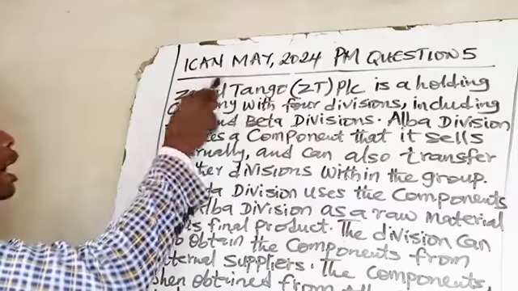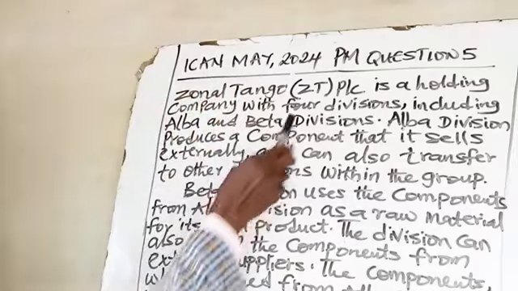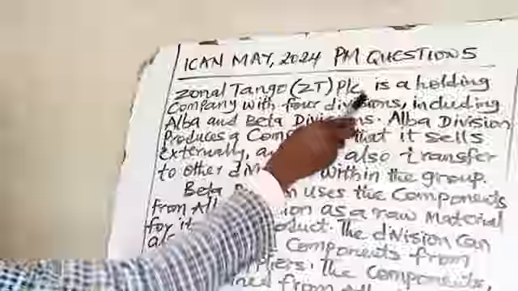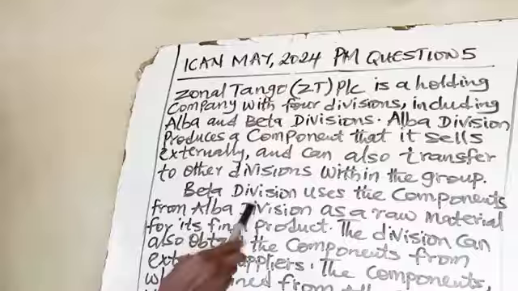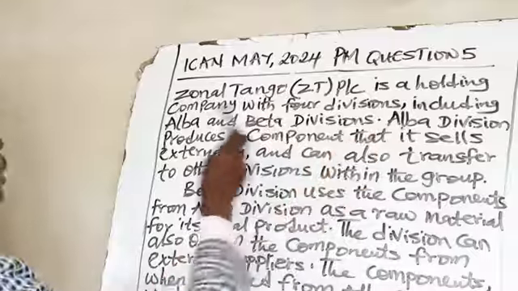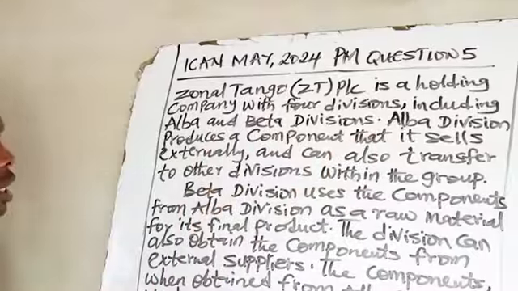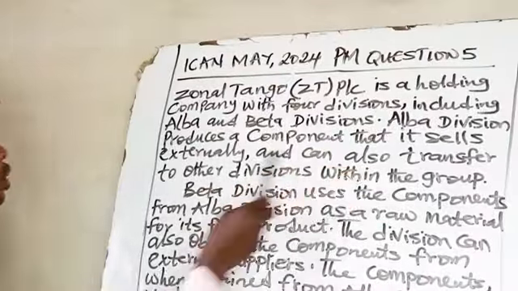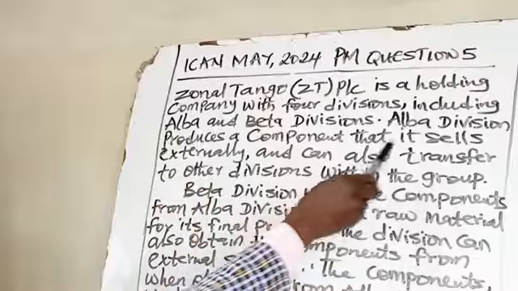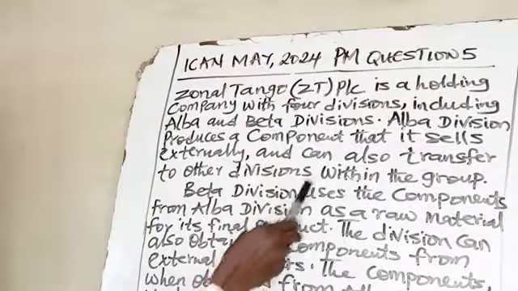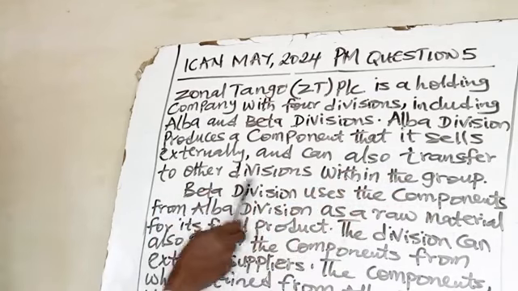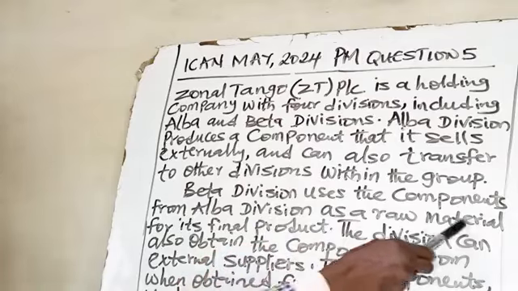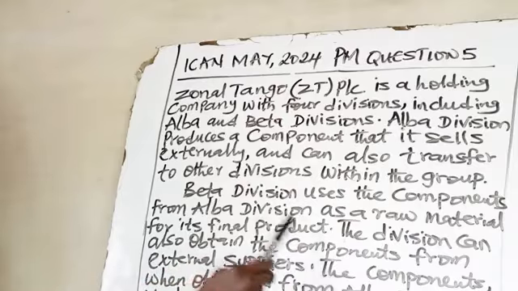Keep watching. ICAN May 2024, Performance Management, question number 5. Zona Tango ZT PLC is a holding company with 4 divisions, including Abba and Beta divisions. Abba division produces a component that it sells externally and can also transfer to other divisions within the group. Beta division uses the components from Abba division as a raw material for its final product.